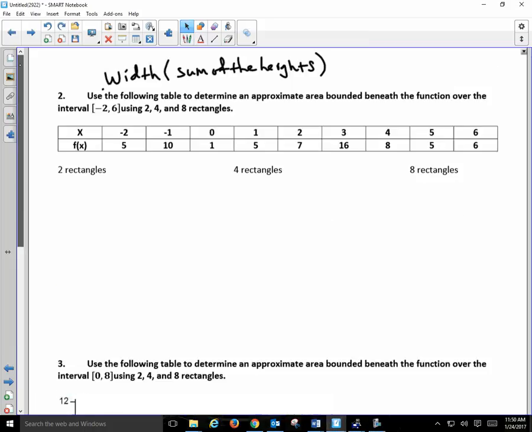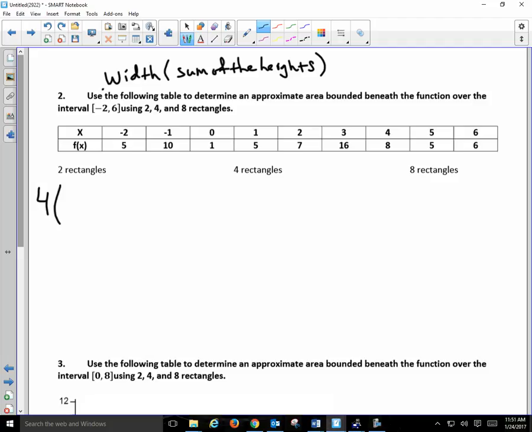But it is a little bit different. So let's look at example 2 in your notes. It says, use the following table to determine an approximate area bounded beneath the function over the interval -2 to 6 using 2, 4, and 8 rectangles. Now, if I have a region bounded from -2 to +6, what is the width of that interval? 8. So if I have an interval of 8 units, and I'm going to divide into 2 rectangles, what's the width of each rectangle? So I have 4 times the sum of the heights.